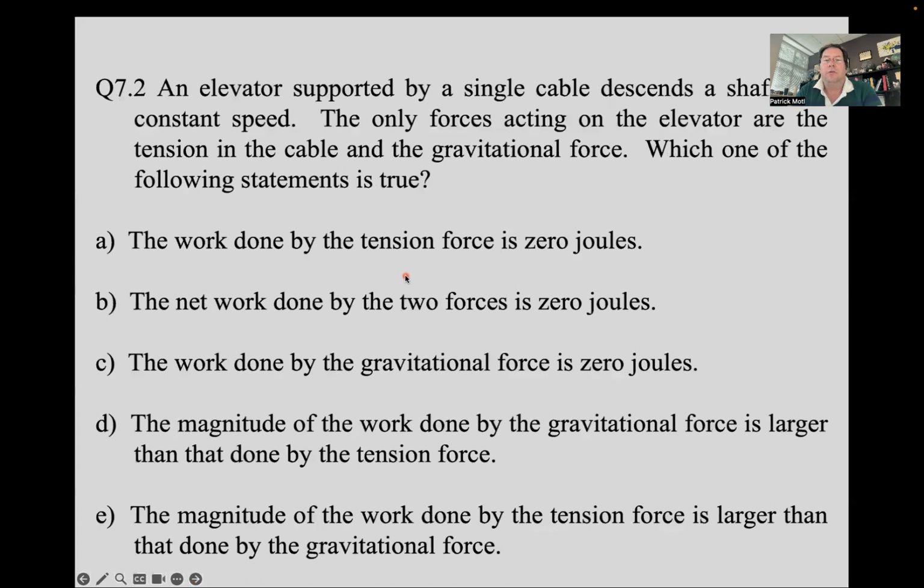A: The work done by the tension force is 0 joules. B: Net work done by the two forces is 0 joules. C: Work done by gravitational force is 0 joules. D: Magnitude of the work done by the gravitational force is larger than that done by the tension force, or E: the magnitude of the work done by the tension force is larger than that done by the gravitational force. So think about which one statement out of those 5 is true. Which one do you think it is? And then talk it over with your physics neighbor.